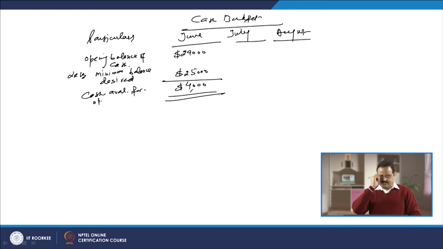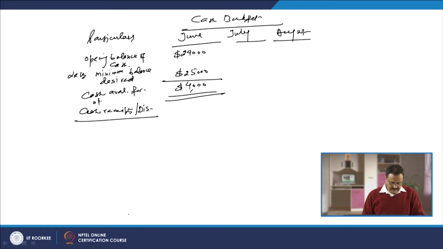Now, let us see what is the collection position. Let us go back to now the sales collection schedule. And we will write here cash receipts and disbursements. So, in this case, first source of collection is how much? Collection from sales.